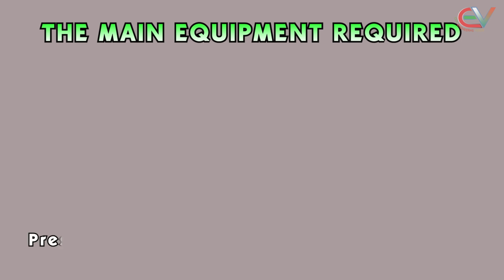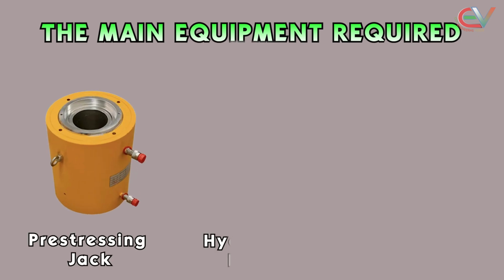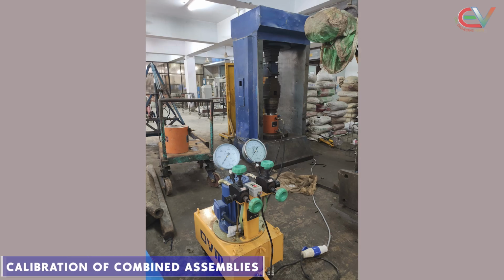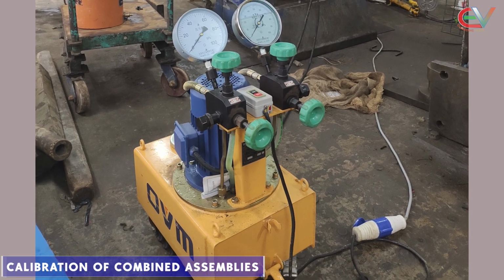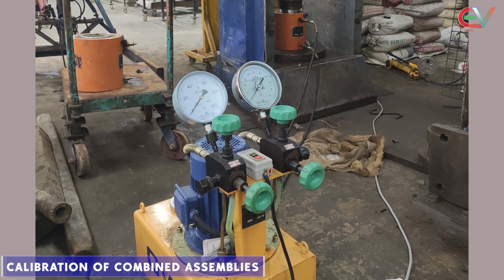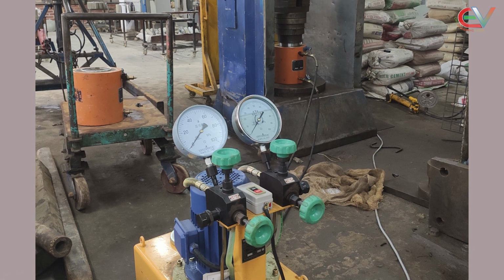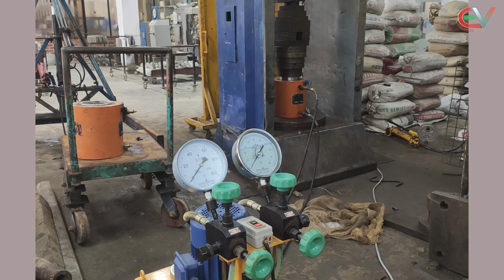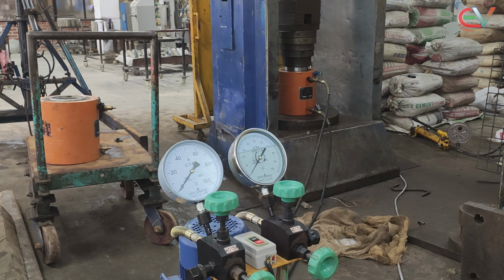Initially, the equipment requirements. For stressing operation, we need two sets of equipment: hydraulic jack, hydraulic pump, and the pressure gauge. These three combined assemblies must be calibrated by a certified institute. From the calibration report, we will extract the calibration formula which is essential for stressing operation.